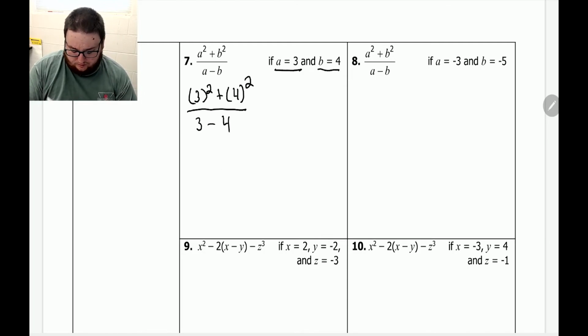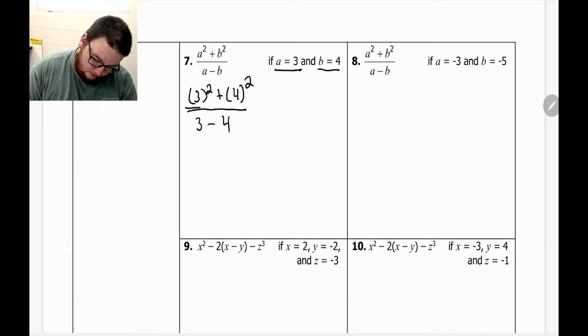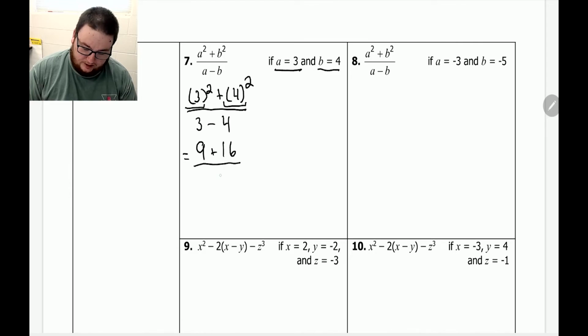So now we have this problem to work with. If we follow the order of operations, we have parentheses. We don't have anything that has operations inside, so we skip it. We move on to exponents. We have 2 sets of exponents. We have a 3 squared and a 4 squared. So let's evaluate those. 3 squared gives us 9. 4 squared gives us 16. All over 3 minus 4. Let's go ahead and do that one. 3 minus 4 gives us a negative 1.